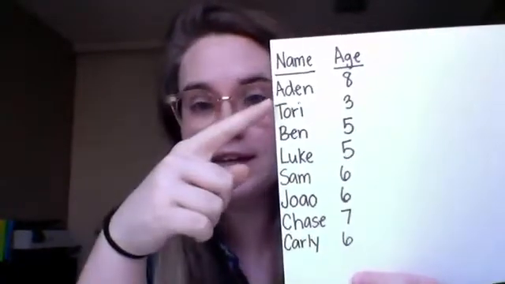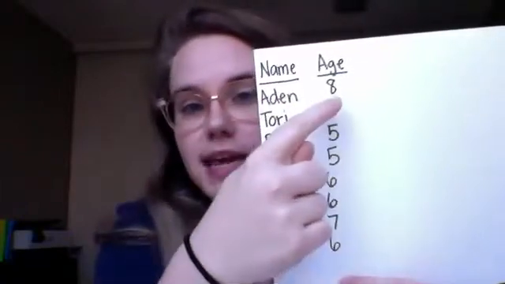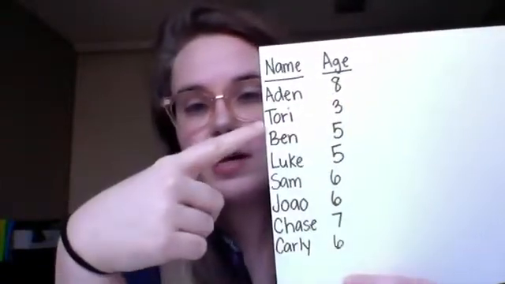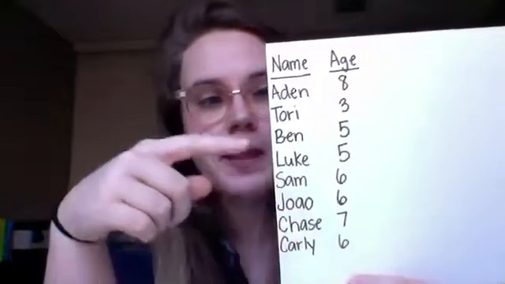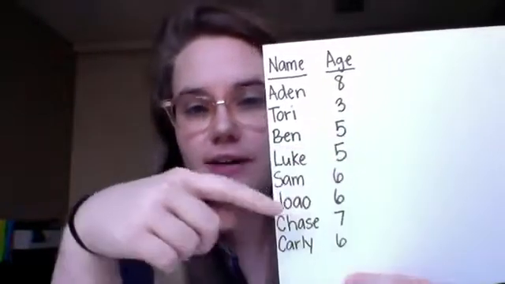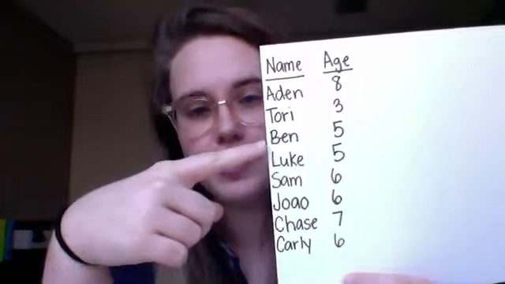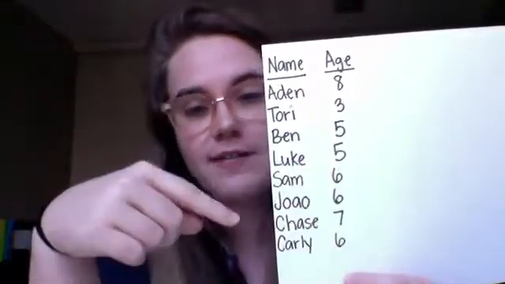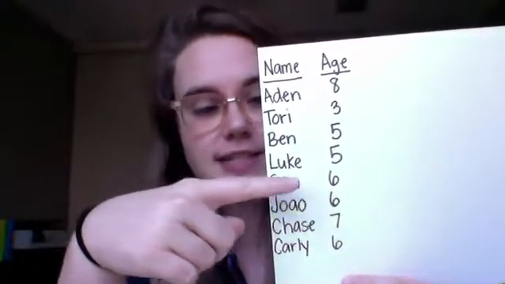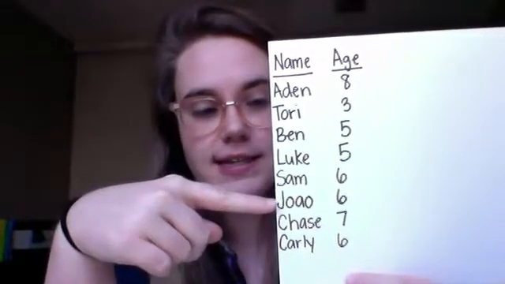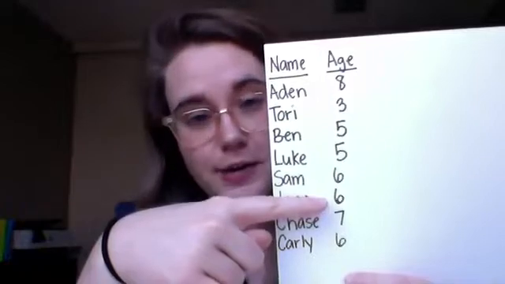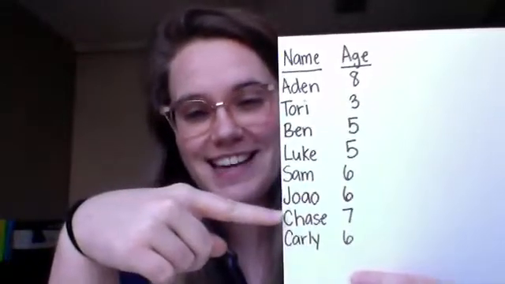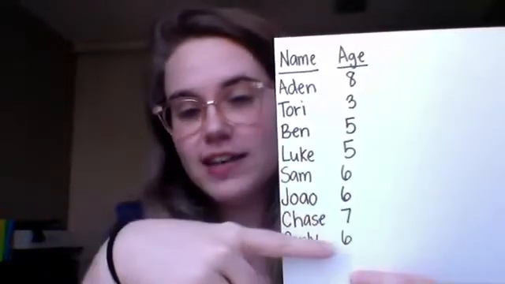So we have Aiden, his age is 8. Tori, her age is 3. Ben, his age is 5. Luke, and I know Ben, I know Ben, you're not 5. Luke, his age is 5. Sam, her age is 6. Joa, his age is 6, and I know you're not 6. Chase is 7, and Carly is 6.